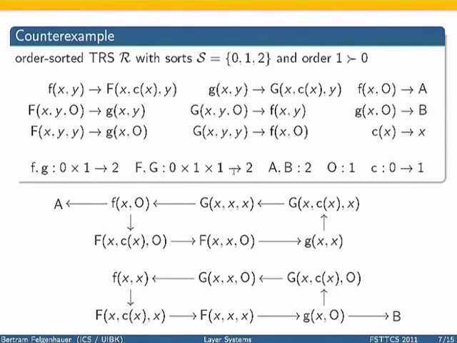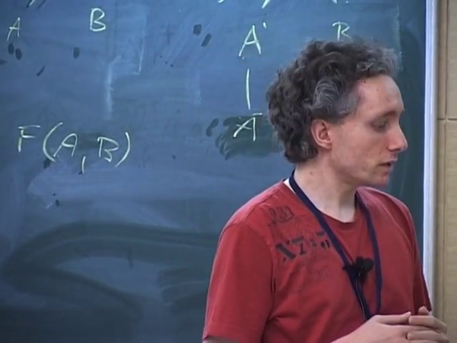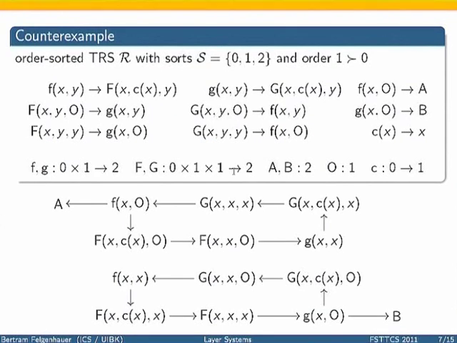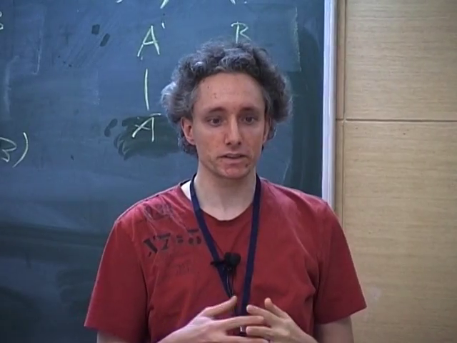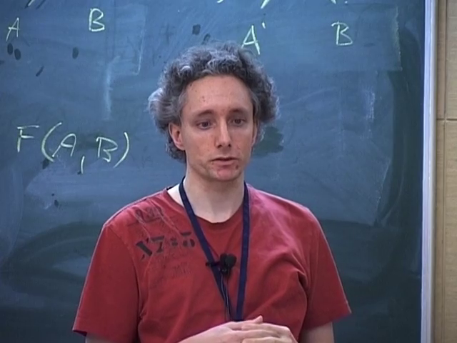And why is this a counterexample? Well, there are some boring parts in the rewrite graph, but this is the interesting part. So we have two components which look very similar, but where f of x comma o can be rewritten to a and in a cycle, and g of x comma o can be rewritten in a similar way and to b. But the point is that in the sorted setting, we cannot replace these x's by O, because O has sort 1, but in the context where the x's occur have a sort 0, and 1 is not a subtype of 0. In fact, the relation is the opposite way.